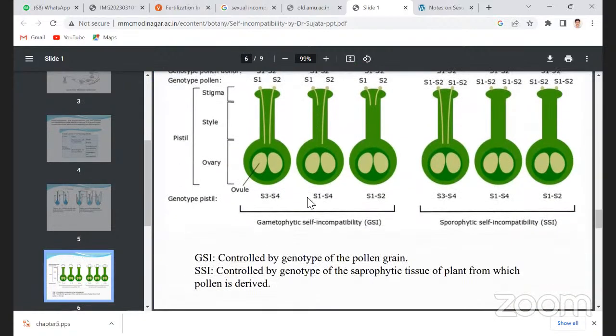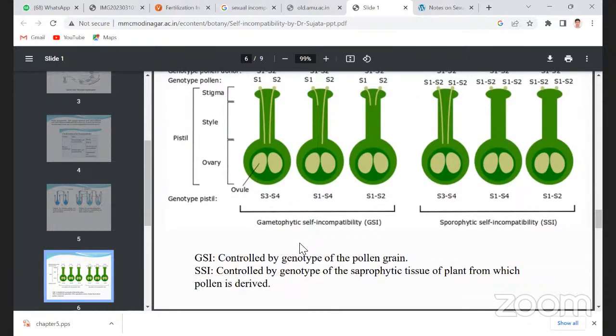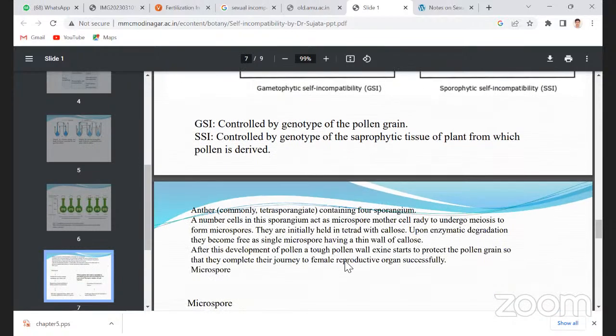So you see this is gametophytic self-incompatibility and sporophytic self-incompatibility, showing pollen donor genotype, pollen, and stigma. This is the entire stigma and style, this is the ovary, these are the ovules. These are the differences between gametophytic and sporophytic self-incompatibility. In GSI, gametophytic self-incompatibility is controlled by the genotype of the pollen grain. In SSI, it is controlled by the genotype of the sporophytic tissue of the plant from which the pollen is derived.